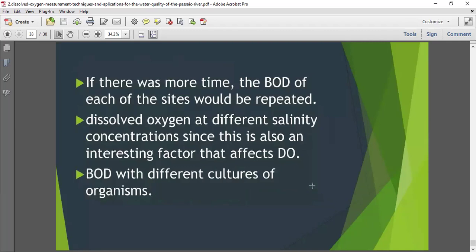The important thing is, if there was more time, the BOD of each of the sites would be repeated. Dissolved oxygen at different salinity concentrations is also an interesting factor that affects dissolved oxygen. BOD with different cultures of organisms. So you can get some overall idea of BOD.